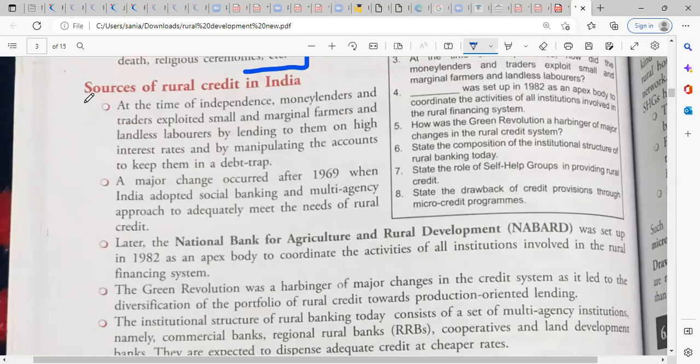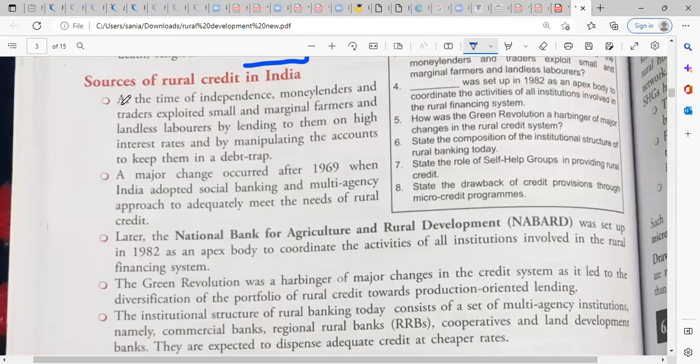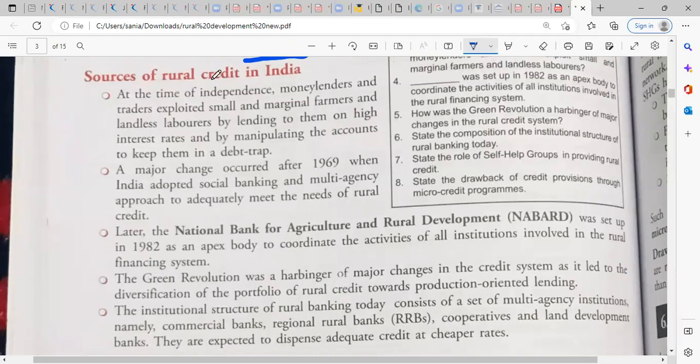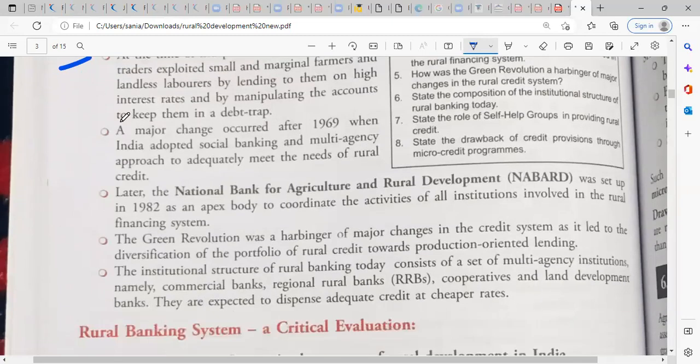So basically we know there are two sources. One is formal, one is informal, or you can say institutional or non-institutional. But ma'am, what are the sources of rural credit in India? So at the time of independence, moneylenders and traders exploited small farmers, marginal farmers and landless labor by lending them at high interest rates and by manipulating the accounts to keep them in debt. Then a major change occurred after 1969 when India adopted social banking and a multi-agency approach to adequately meet the need of rural credit.